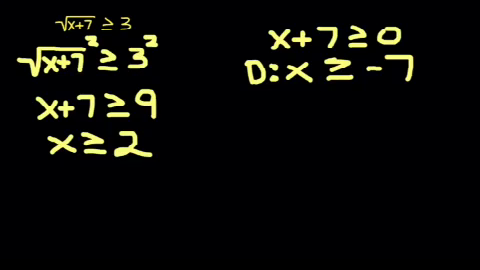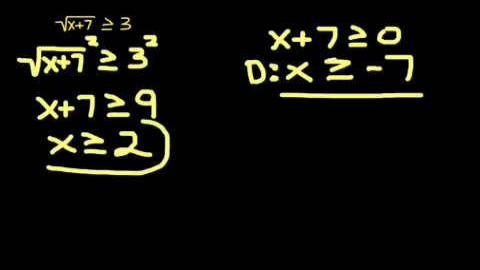Are there any numbers greater than or equal to 2 that are also not greater than or equal to negative 7? Well, no, there isn't. That is my solution then. X is greater than or equal to 2 because all of the numbers in the solution are acceptable as far as the domain, as far as the x's that I'm allowed to use. So x greater than or equal to 2 is the solution to this one.